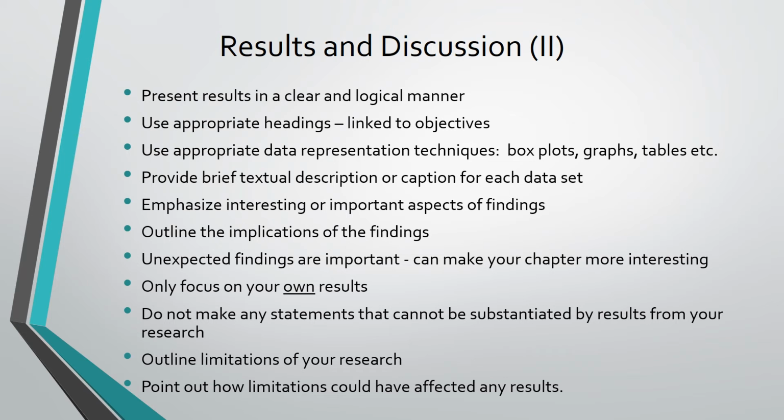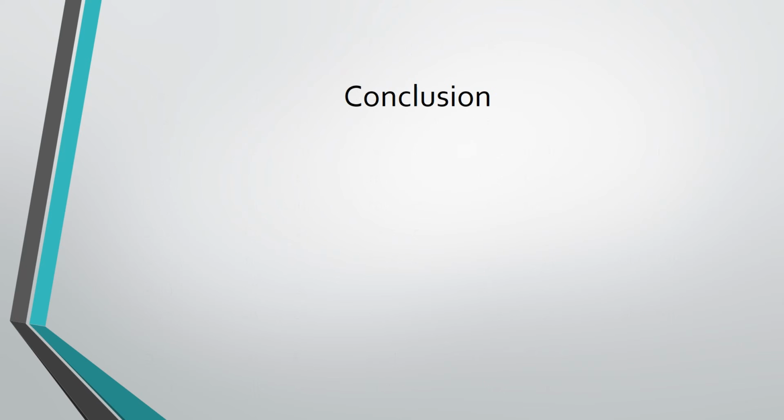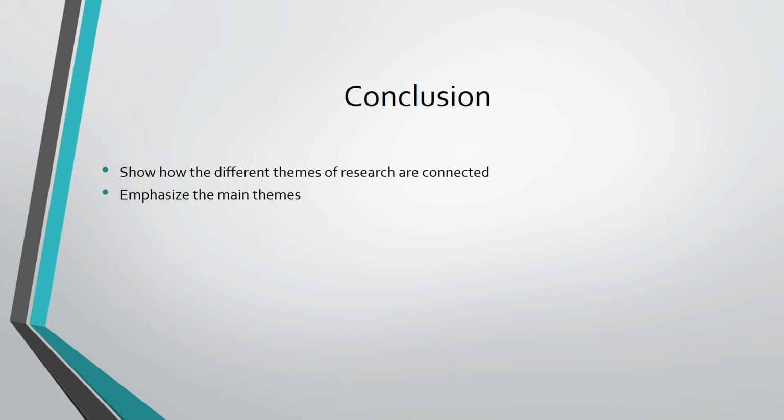Now we come to the conclusion. In the conclusion, you show how the different themes of your research are connected, but emphasize the main themes. You should start by referring to the main objective of your research as stated in the introduction. Then, summarize the procedures you adopted followed by the main outcomes. Show how the outcomes have achieved your objectives.